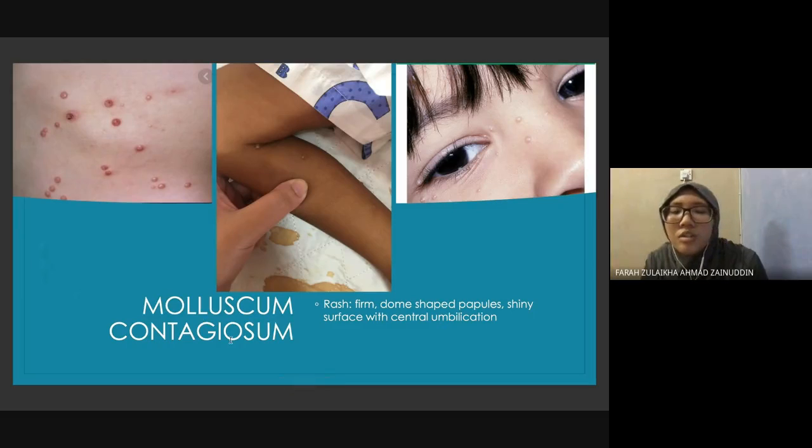Next is molluscum contagiosum. As mentioned, it consists of firm dome-shaped papules with a pearly, shiny surface and central umbilication. This picture is also one that I took from the HTAA ward during my pediatric posting in third year. This patient is an orang asli girl. I can't remember the age. She came for another disease, however, I found out that she actually has molluscum contagiosum. As you can see, these pearly, dome-shaped features are suggestive of molluscum contagiosum.